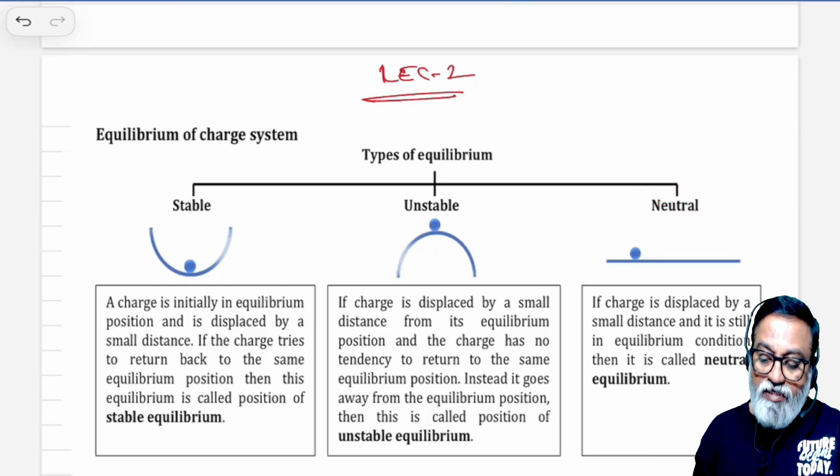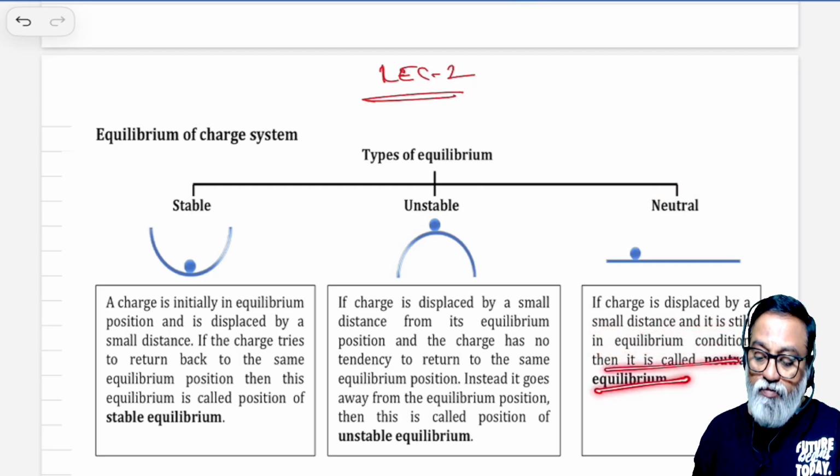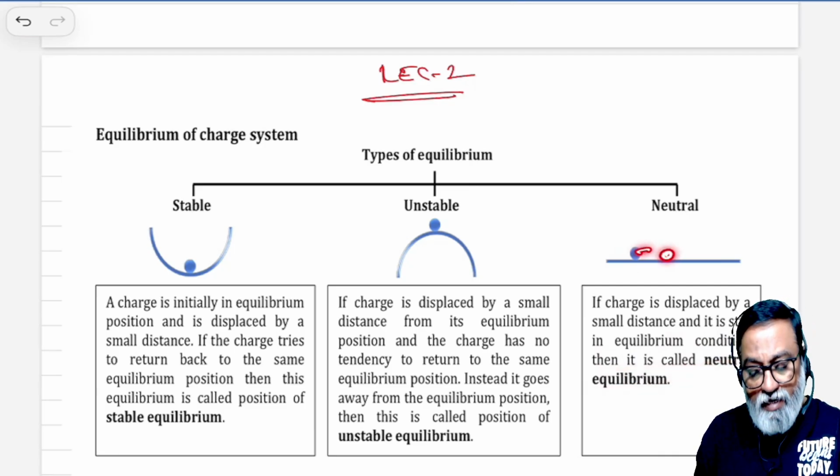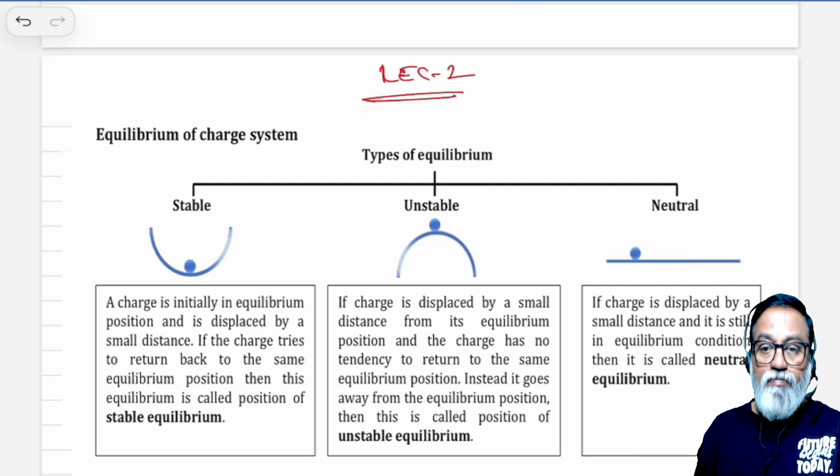Neutral equilibrium means if a charge is displaced by a small distance and it is still in equilibrium, then it is called neutral. For example, here the body is in stable equilibrium. When you displace it to here, again at that place it is in equilibrium. So there are three types of equilibrium: stable, unstable, and neutral.